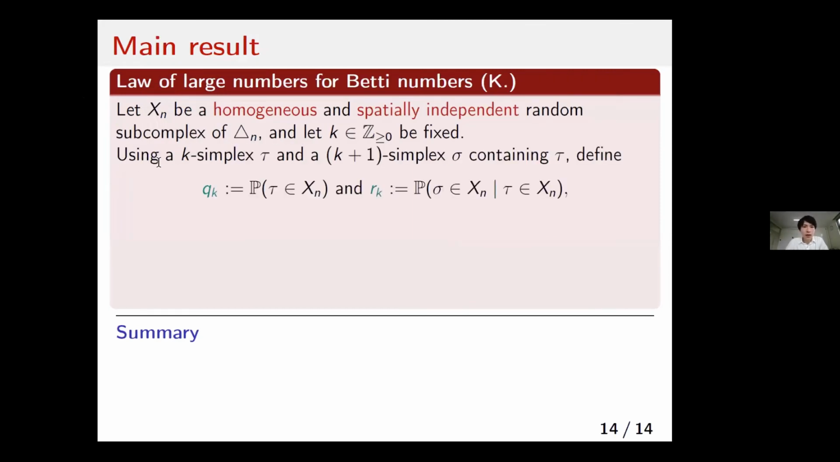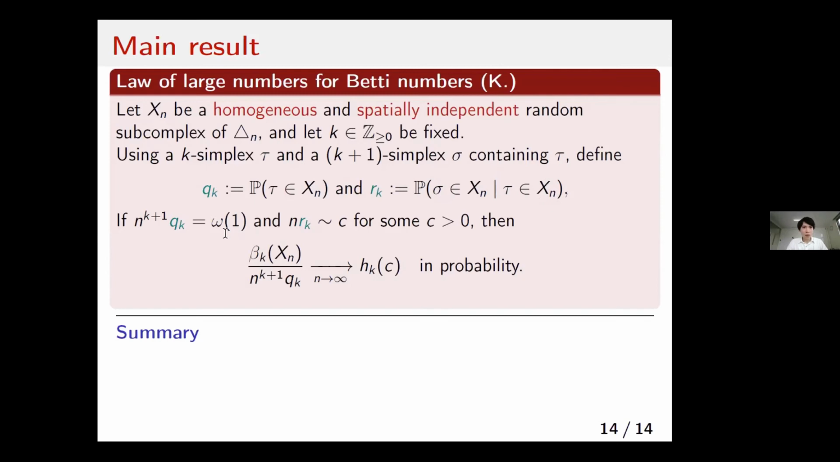And using a k-simplex tau and the (k+1)-simplex sigma containing tau, we define two important parameters, Qk and Rk. Qk is the probability that tau appears in Xn, and Rk is the probability that sigma appears in Xn given tau appearing in Xn.